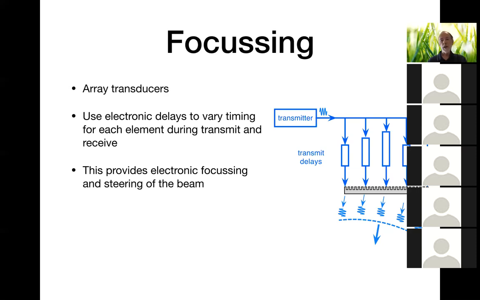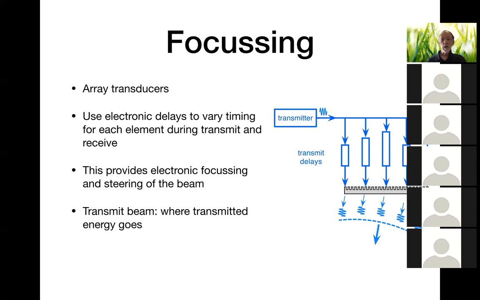So the user dials up a particular focal depth, and the machine then calculates all these delay values and applies them so that the beam will be in the required direction with a correct focus. When the machine is receiving, it delays the received echoes by varying amounts to achieve the same type of thing.